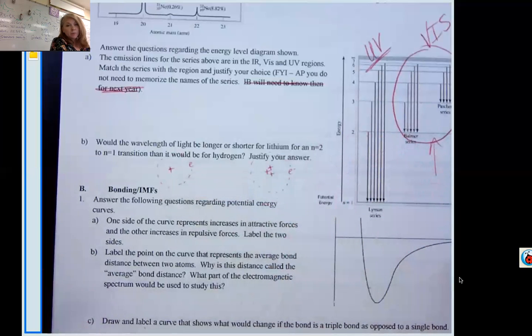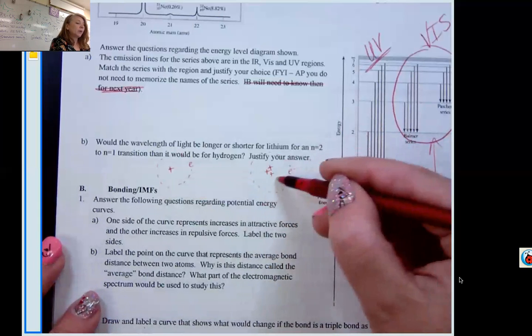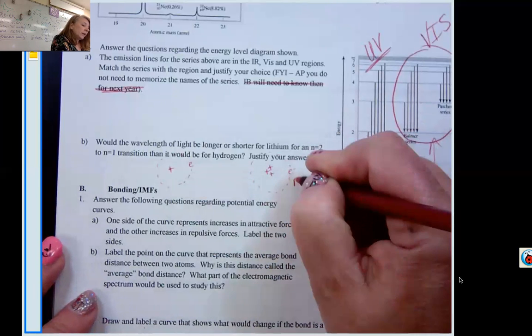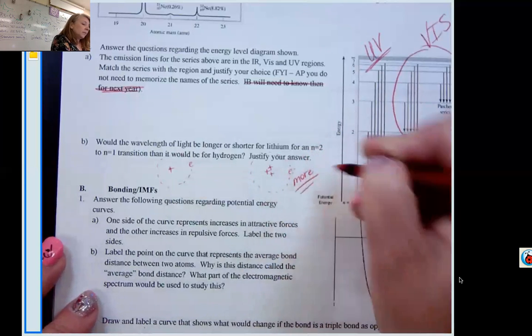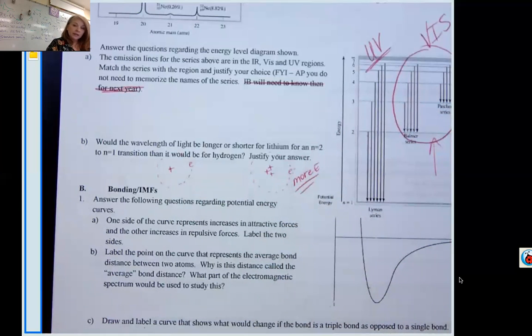So which one's going to take more energy to do that? Well, that would be lithium, because you're trying to pull that 1 electron away from 3 protons in the nucleus. So it's going to require more energy for the lithium. And why is it going to require more energy? Again, it's a proton to electron ratio. One electron trying to move away from 3 protons versus one electron trying to move away from 1 proton. So it's a bigger difference in how much energy it's going to take.